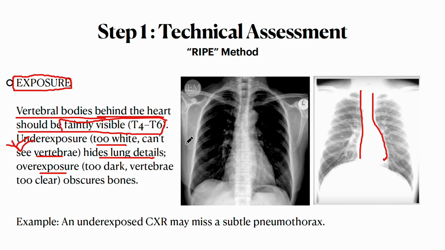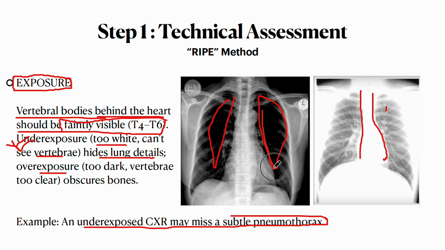And in overexposure, as in this case, even the ribs are obscured, right? It obscures bones, and you cannot see what actually happens. That is why overexposure is also not ideal. In an underexposed chest X-ray, you may miss a subtle pneumothorax, because everything is whitish in this case, and here you can falsely take a pneumothorax because even the ribs are getting obscured here, right? So exposure is also a thing that we have to consider.